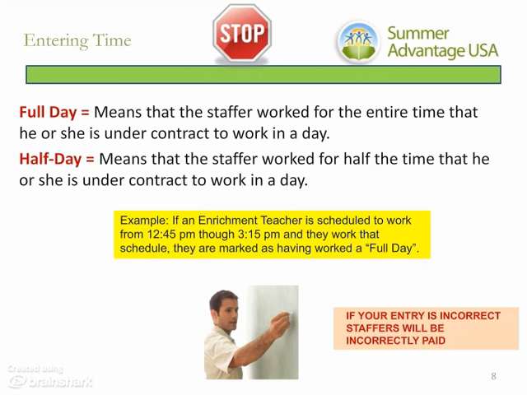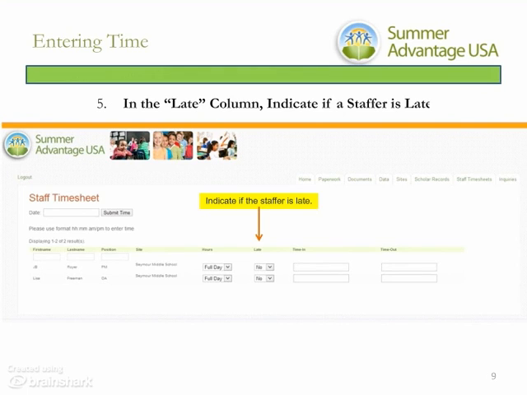The indication of full day or half day is very important. This is directly connected to the payroll system and will affect whether staffers are paid or not. I'm going to pause here and again emphasize, if the information in the hours column is incorrect, staffers will be incorrectly paid. After you have indicated whether each staffer was present for either a full day, a half day, or was absent, please indicate whether the staffer was late in the late column.